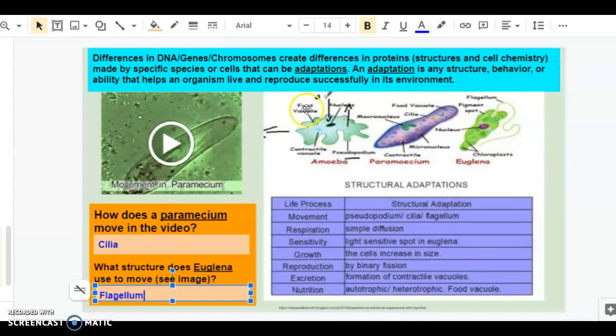Remember, these adaptations happened because of differences in DNA that make up genes that are found on chromosomes. And because of the differences in DNA, different proteins are made. And those proteins allow for these very special adaptations. An adaptation is any structure or behavior, like the taxis that we talked about, or ability that helps an organism live and reproduce successfully in its environment. And for protists, that environment is a watery one.